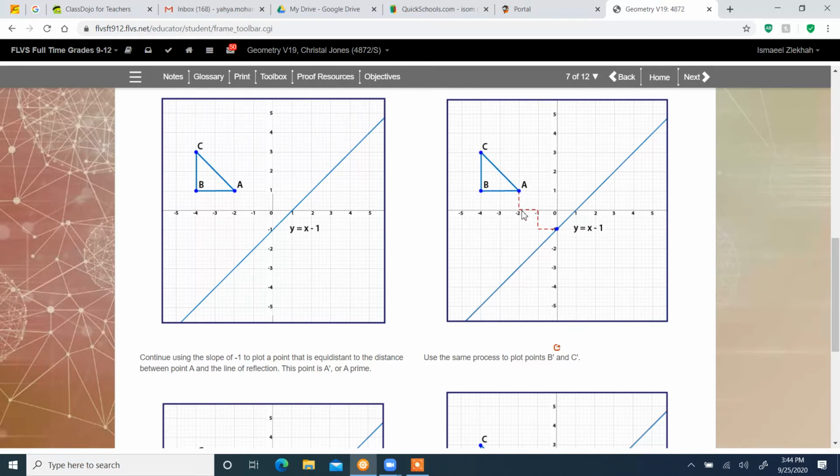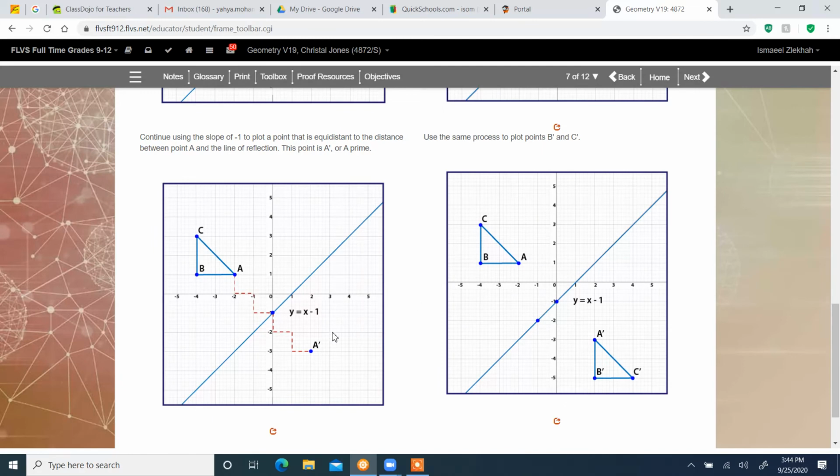So from A, I go 1 down, 1 across, 1 down, 1 across. That's two of those steps. So on the other side, we continue from the line, one down, one across, one down, one across, two times. However many times you took this step approach to get to the line, that's how many times you keep going. So A prime is going to be over here.